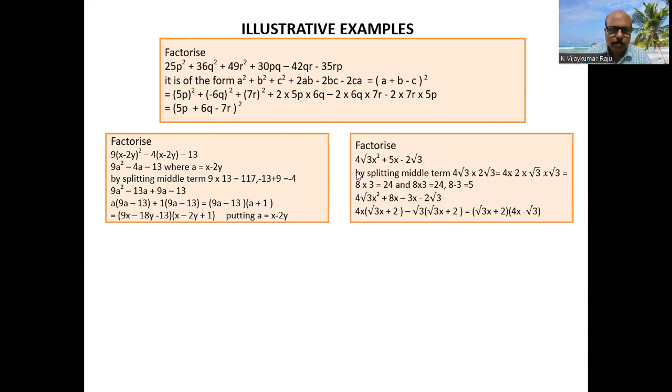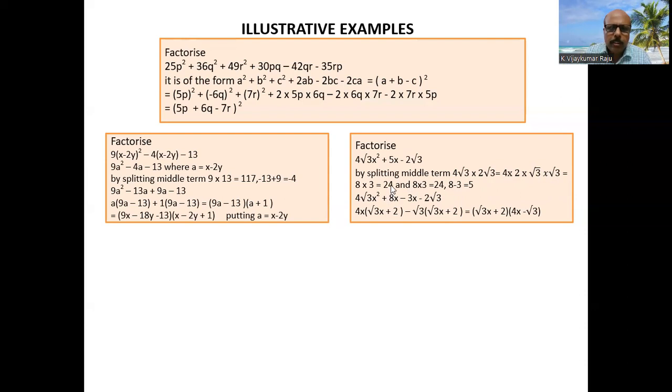Now see this: 4 root 3 x square plus 5x minus 2 root 3. Now, the splitting of the middle term has to be used here. So the first term is 4 root 3. The last term is 2 root 3. So you need to multiply these two: 4 root 3 into 2 root 3. When you are multiplying irrational numbers, you multiply real number with real number and root with root. So 4 into 2 and root 3 into root 3. 4 2s are 8, root 3 into root 3 is 3. So 8 3s are 24.